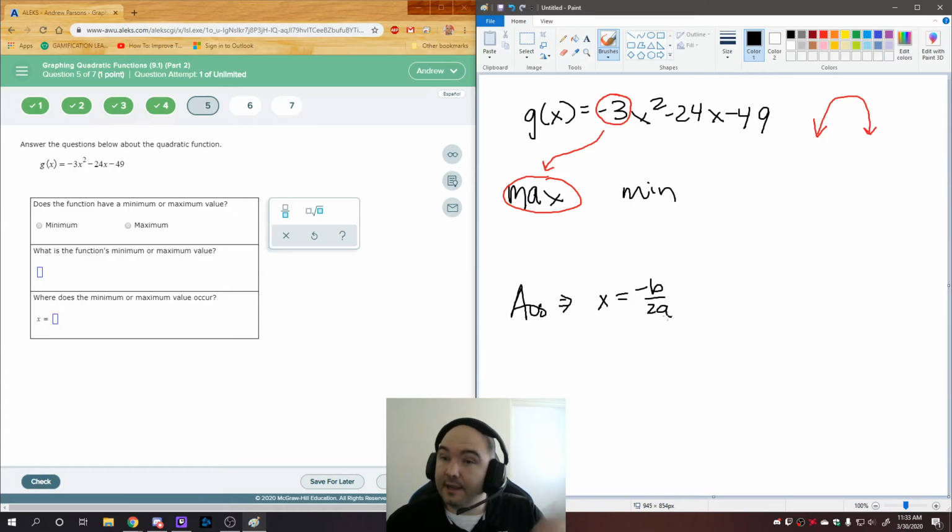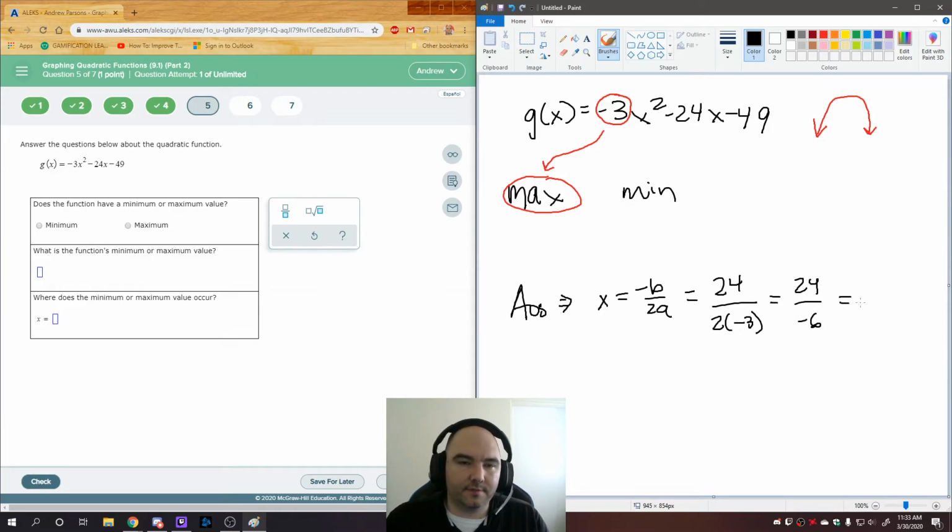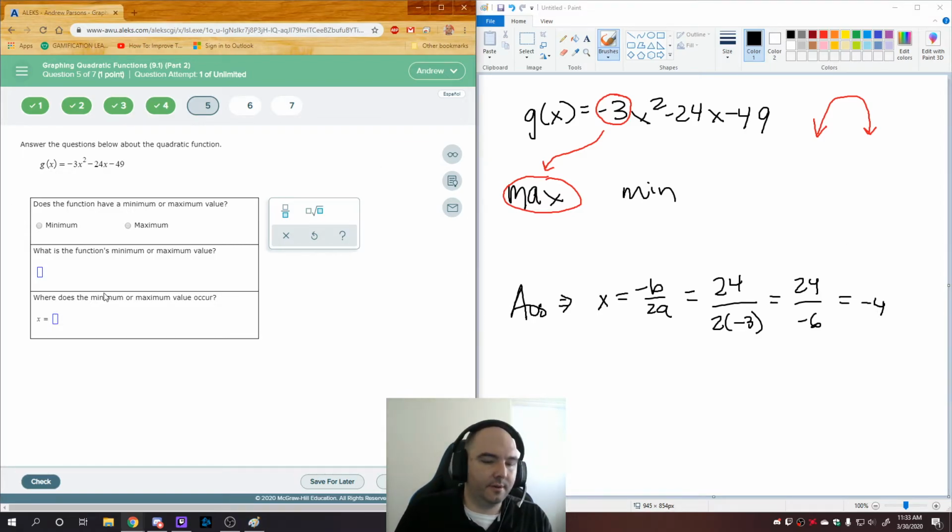So if you're finding the maximum or minimum value occurrence, that's the same as finding the axis of symmetry. So in my problem, the opposite of b, which is positive 24, over twice the a value, so 2 times -3, and I get 24 over -6, which divides to make -4. Hey, that's where the maximum or minimum value will occur. So I know that when you plug in -4 into this equation, that will be the point in time that you'll get a maximum or minimum on the graph.